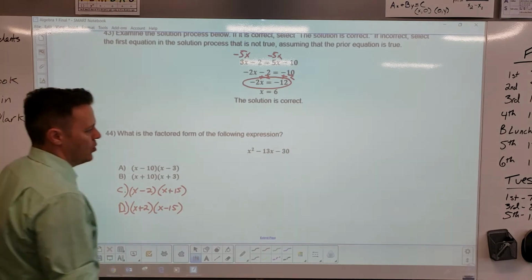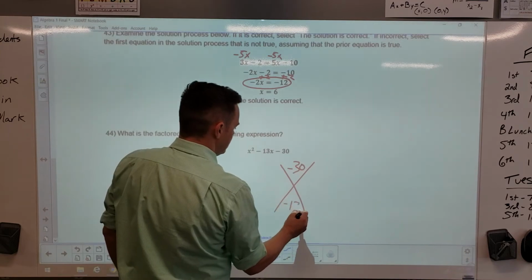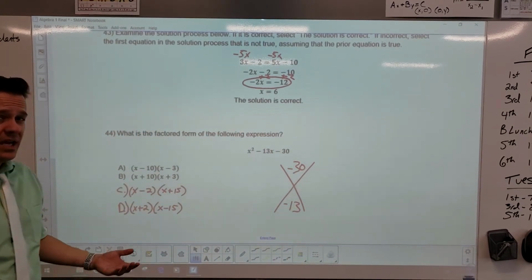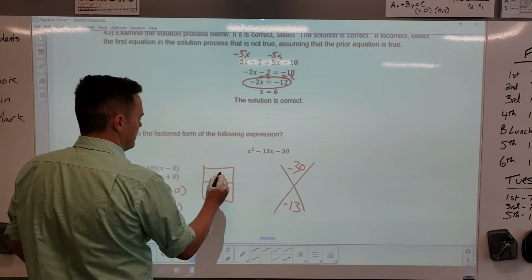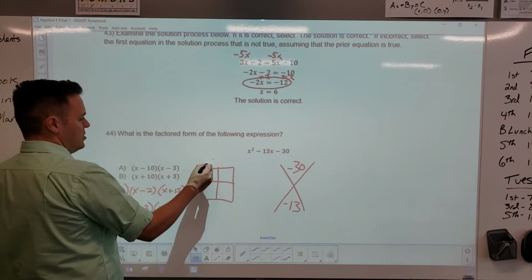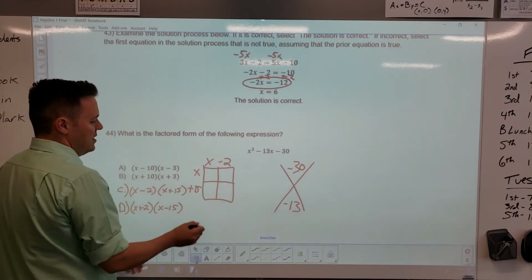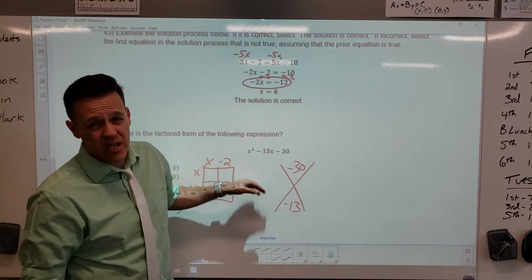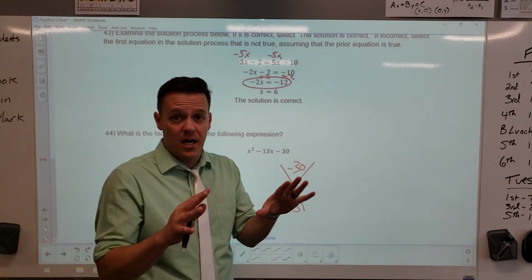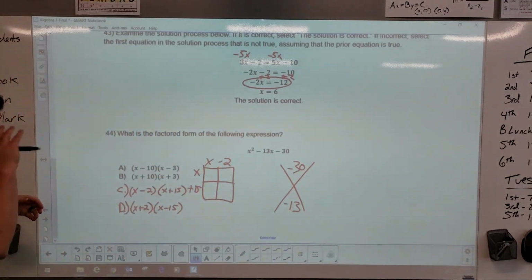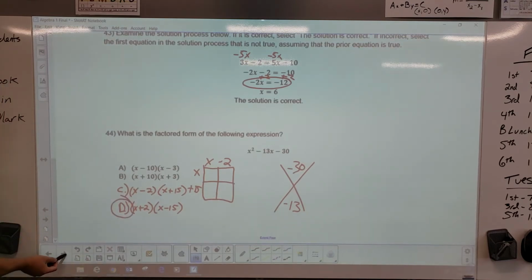44, factored form of this. You can either do this, factoring. Okay, that's the factoring, remember the AC. You can use the box method. Okay, multiply it out, so you could do like x minus 2 and x plus 15. Factor it out that way, see if you get this. Or, ladies and gentlemen, graph this one and then graph your 4 answers and see if they line up together. Okay, when the graphs go on top of each other, then you have your answer. In this case, it is D.